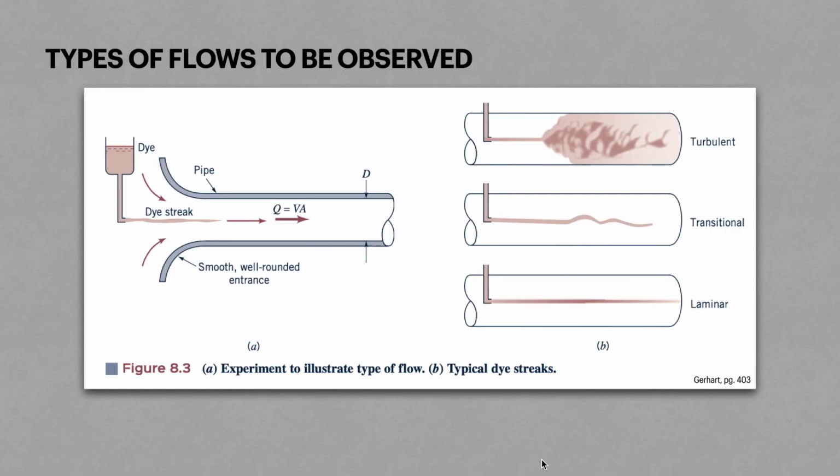From this experiment, there are three types of flows that can be observed. If you look at the picture on the right from the top: turbulent flow, transitional flow, and laminar flow. As seen from the figure, the flows are illustrated by the dye streaks along the flow.